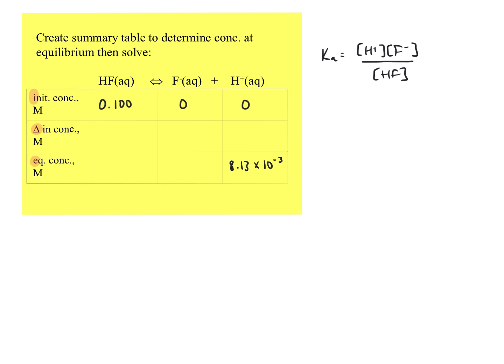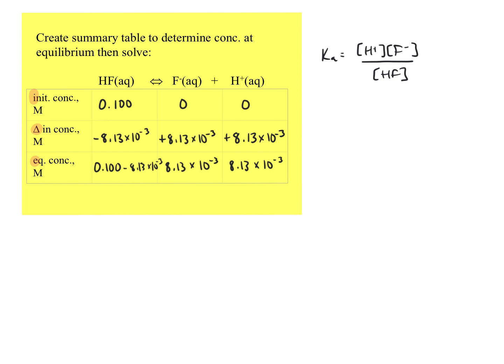So the change for H plus had to be plus 8.13 times 10 to the negative 3. Because this is a 1-to-1 ratio, F negative would also be increasing by the same amount, 8.13 times 10 to the negative 3. And again, because of the 1-to-1 ratio, HF will go down by 8.13 times 10 to the negative 3. If you need to, you can put this in the calculator, but I'm just going to go ahead and write it all out.